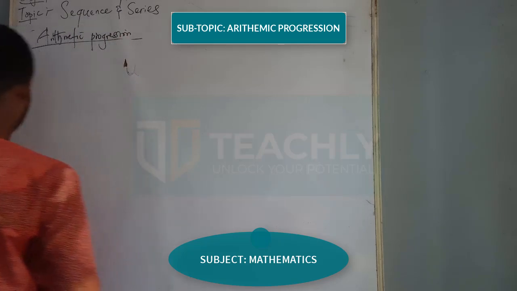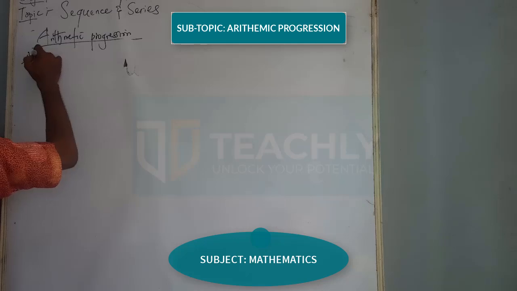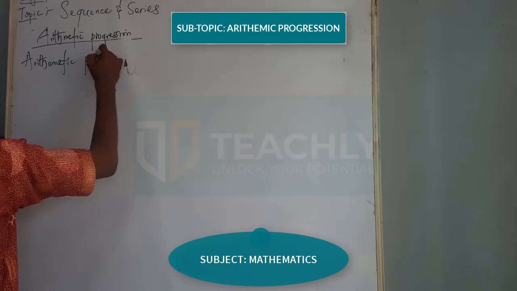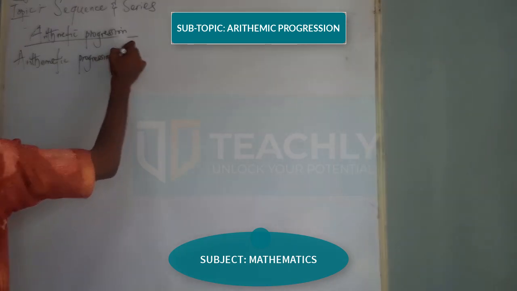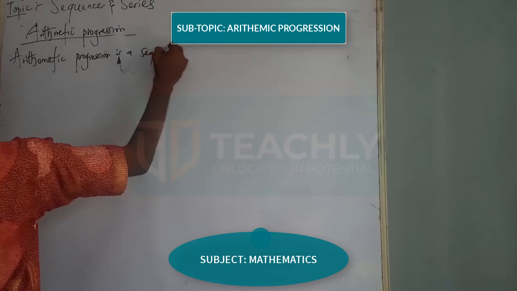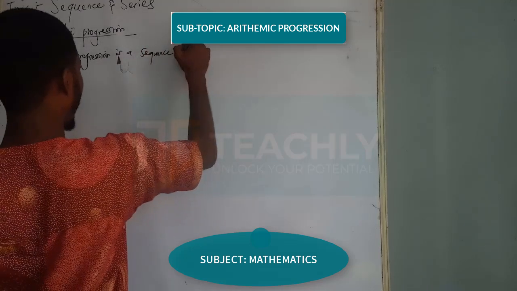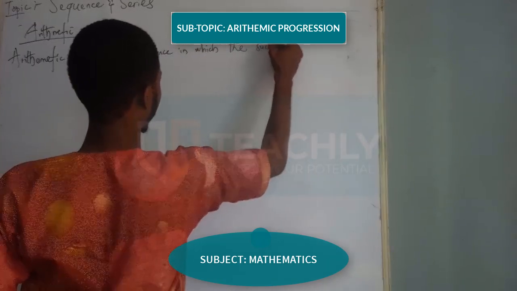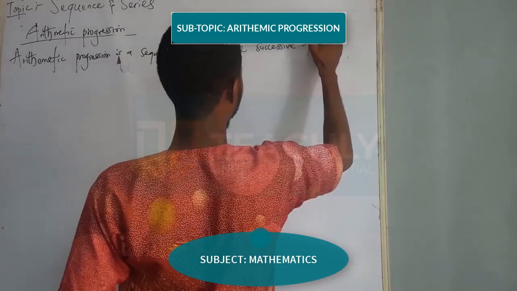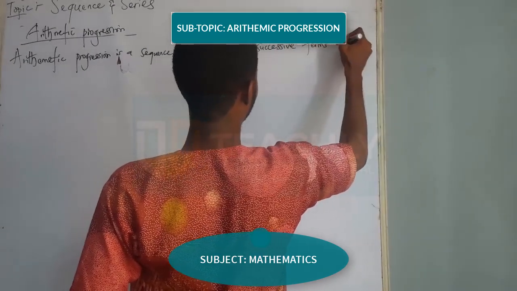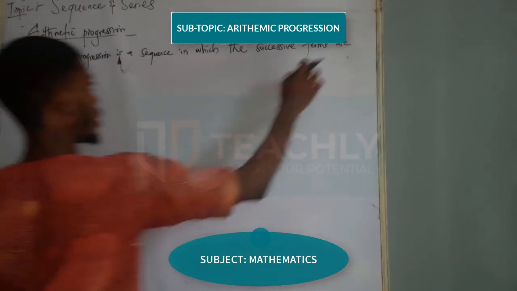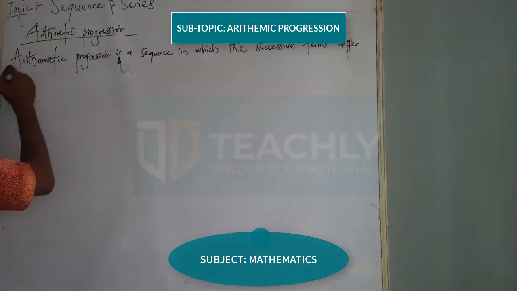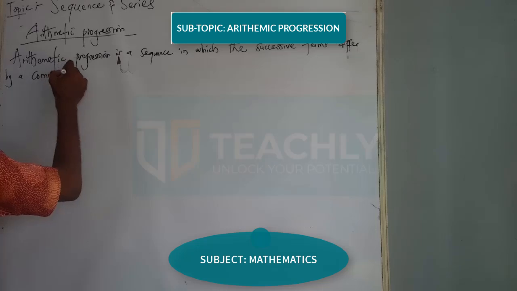So I want to define arithmetic progression. Arithmetic progression is a sequence in which the successive terms differ by a common difference.